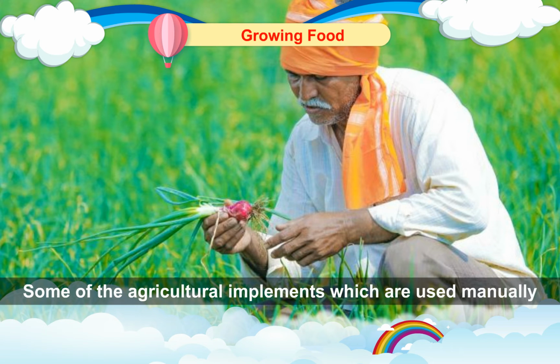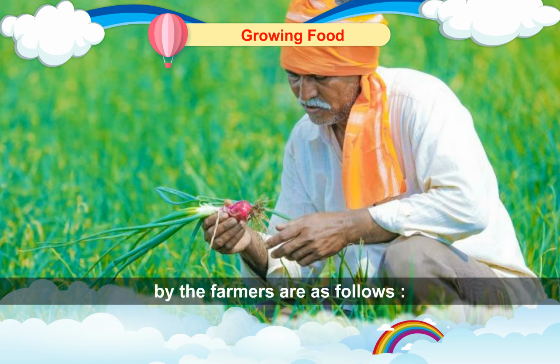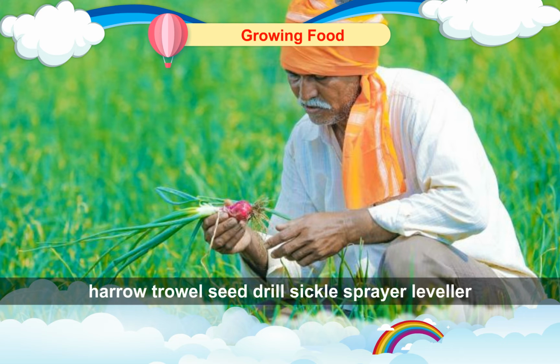Some of the agricultural implements which are used manually by the farmers are as follows: trowel and harrow for weeding, seed drill for sowing, sprayers for spraying insecticides, levelers for leveling the field, sickle for harvesting. Harrow, sprayer, sickle, seed drill, trowel, leveler.